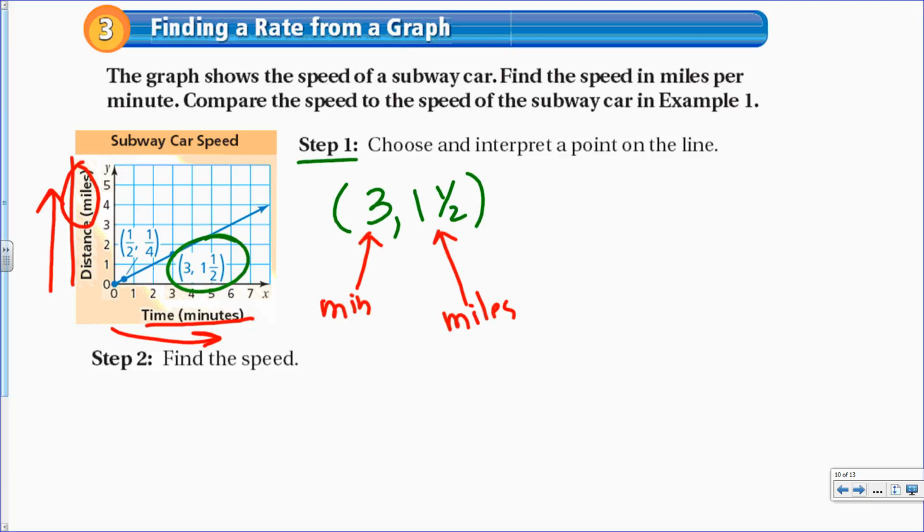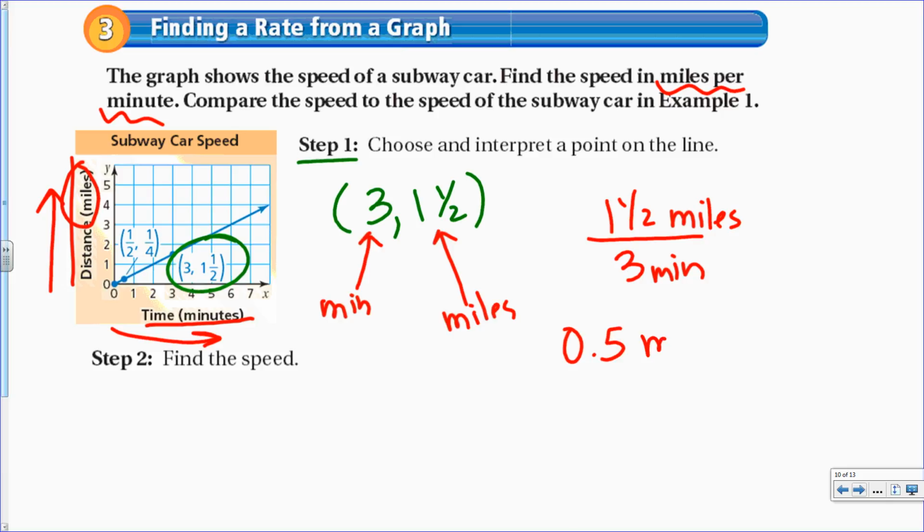So when it says that I need to find the speed, and it says miles per minute, that means my miles, which is 1.5, has to go on top, and my minutes, which is 3, has to go on bottom. So if you take 1.5 and divide it by 3, you're going to get a half. So I can go half a mile in 1 minute, okay? Which is what we talked about earlier, that it's 30 miles per hour.